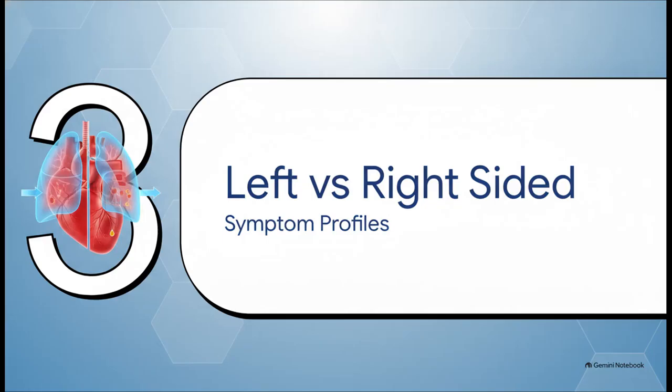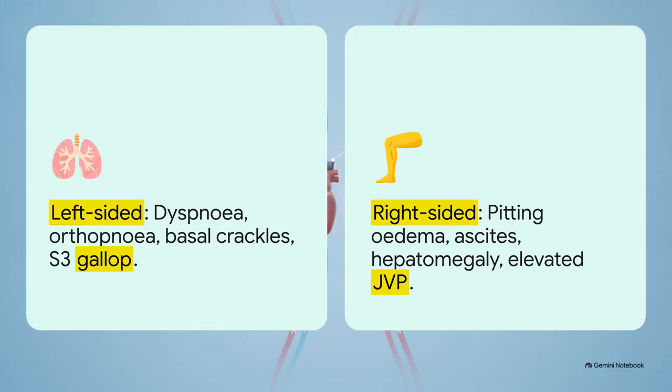Okay, let's hit Section 3, left versus right-sided symptoms. Now that we understand why the pump fails, let's look at the physiological ripple effects. How does this failing pump actually manifest in the patient sitting in front of you? Well, think of heart failure like a massive traffic jam. If the left side of the heart fails, the traffic backs up into the lungs. Your patient is going to present with dyspnea on exertion, orthopnea when lying flat, paroxysmal nocturnal dyspnea or PND, and maybe even a cough with pink frothy sputum if things are really acute. On exam, you're going to hear basal crackles and an S3 gallop, which screams volume overload.